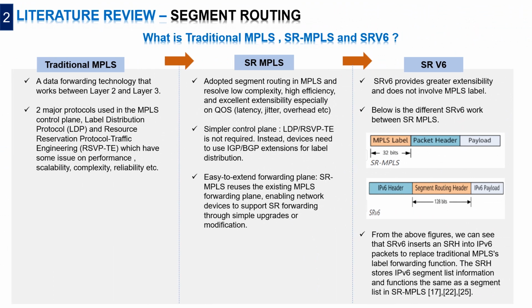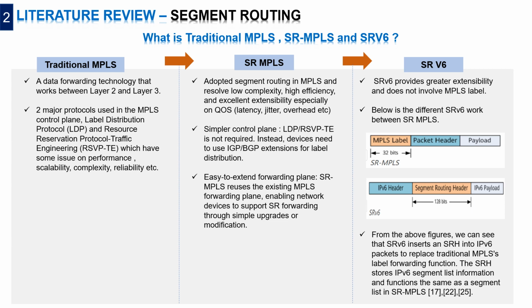For this slide, I want to show what is traditional MPLS. Traditional MPLS is a forwarding technology that works between layer 2 and layer 3. The major protocols of the MPLS control plane are Label Distribution Protocol, LDP, and Resource Reservation Protocol Traffic Engineering, RSVP-TE, which have some issues on performance, scalability, and complexity. So coming with SR-MPLS, it adopted segment routing in MPLS and resolves low complexity, with high efficiency and excellent extensibility, especially on QoS.